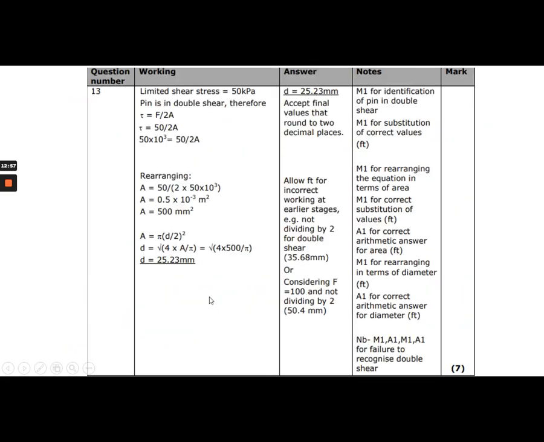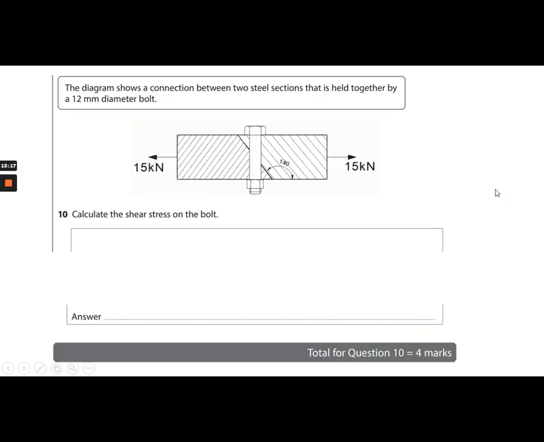Now once you have the area, 500 millimeters squared, then you can rearrange to get the diameter. So you're rearranging pi r squared there to get the diameter. Okay, now that's math skills, and I'm happy to go through that with you if you want. Okay, a couple more left.